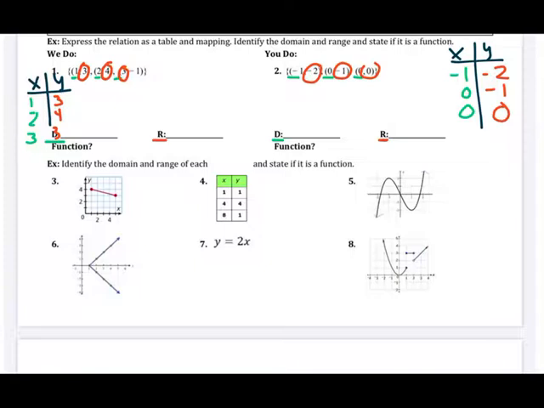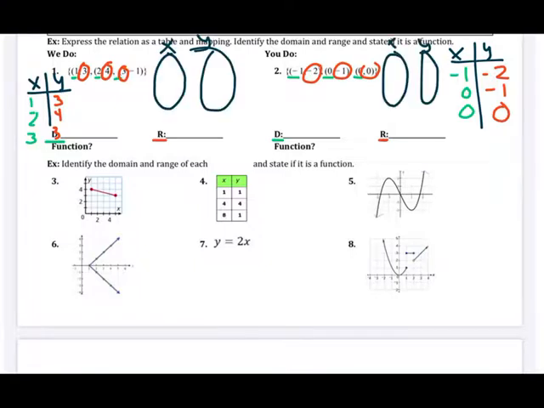For a mapping, it's going to be set up really similar to a table in the sense that we're going to have our domain or our x values in one part of the circle, and we're going to draw arrows going to the y part of the circle. There is one big difference. So here I'm going to list 1, 2, 3. And over here I'm going to list -1 and 0.